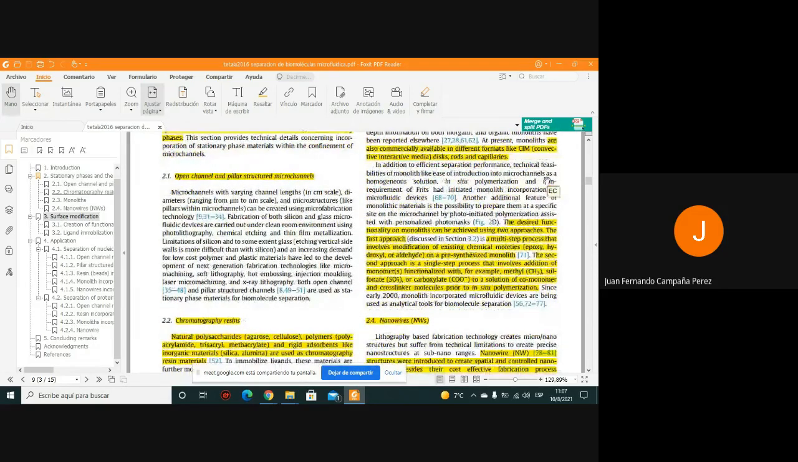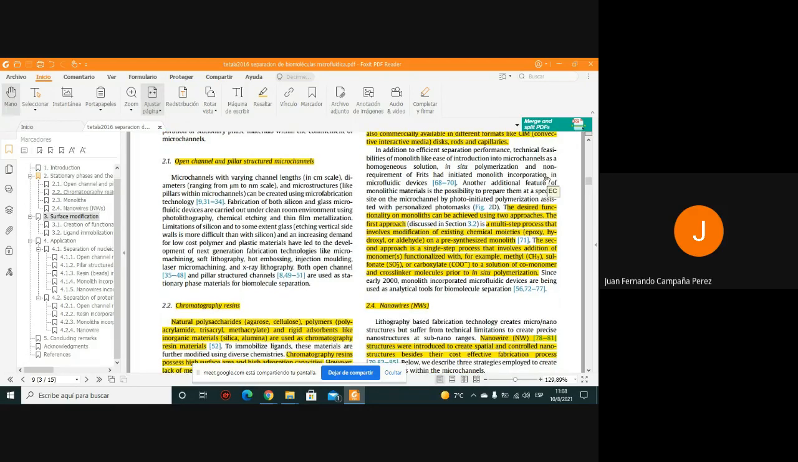The desired functionality on the monolith can be achieved using two approaches. The first approach is a multi-step process that involves modification of existing chemical moieties like epoxy, hydroxyl, or aldehyde on a pre-synthesized monolith. The second approach is a single-step process that involves addition of monomers functionalized with, for example, methyl, sulfonate, or carboxylate to a solution of co-monomer and cross-linker molecules prior to in situ polymerization.